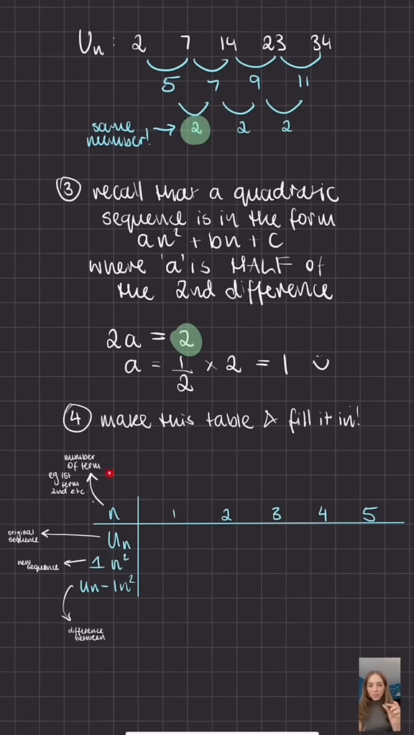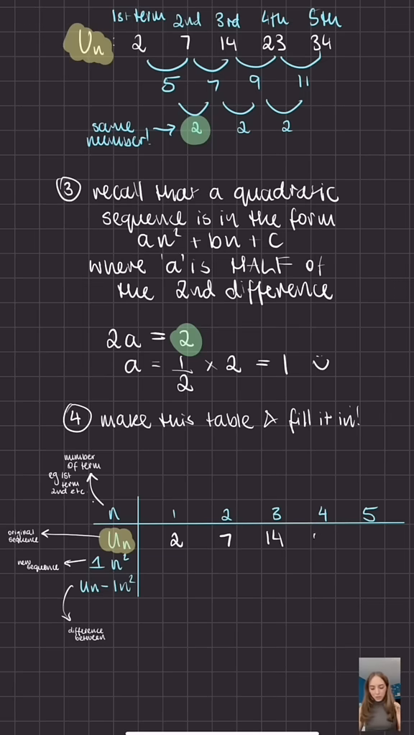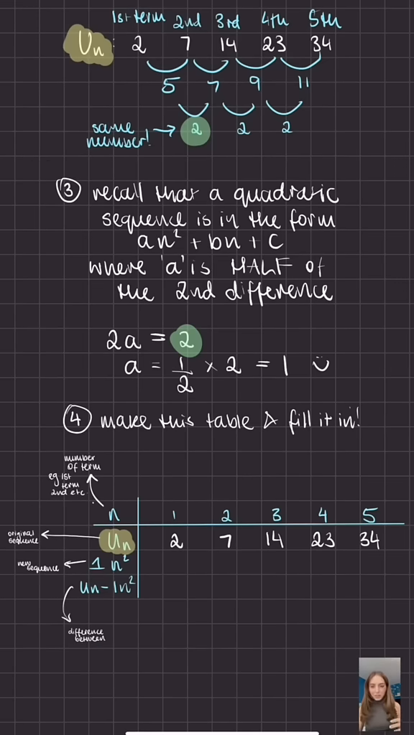The n refers to the number of the term. For example, in our sequence un, this is why we named it, the first term is going to be 2, the second term is 7, third is 14, and so on. Then we have a section for un, which is where we write down our original sequence that we called un. So I'm going to fill that in, writing 2, 7, 14, 23, and 34.